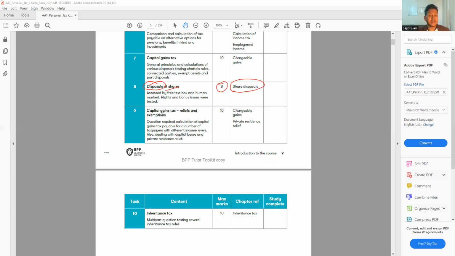And we have chapter number 9, capital gains tax again. So we have 2 capital gains tax questions in the exam. We have to look at the relief and exemption, chargeable gain, and the property relief.